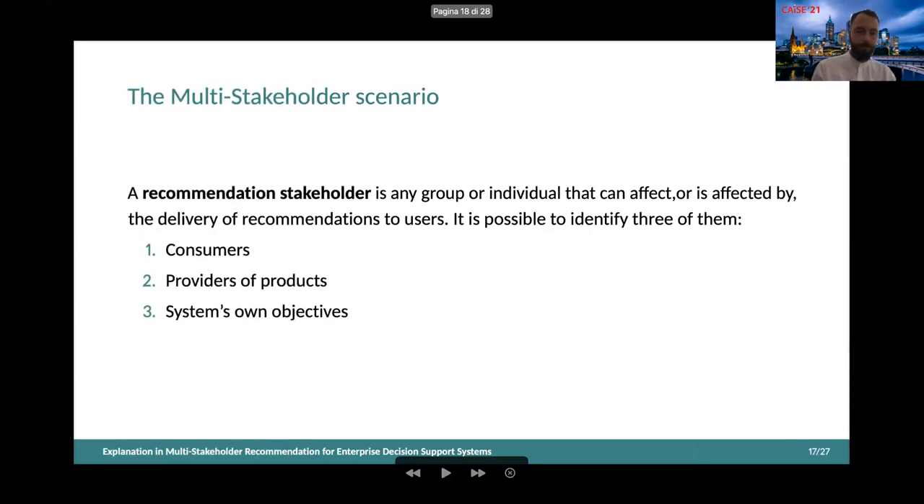But we also consider the multi-stakeholder scenario. In a real e-commerce domain, let's say, we don't have only the user that queried the system and tried to buy something, but we also have the provider of the product that tries to sell as many items as possible, and we have the system's objectives that try to balance the utility of the consumer and the utility of the provider. In this sense, a recommendation stakeholder is any group or individual that can affect or is affected by the delivery of a recommendation to the user.